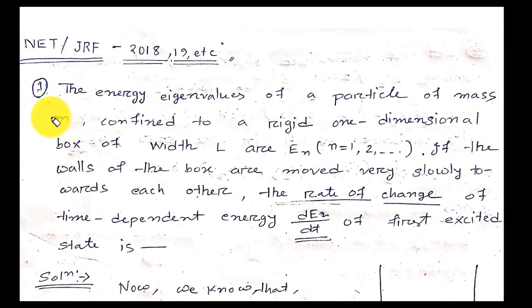Question number 1. The energy eigenvalues of a particle of mass m confined to a rigid one-dimensional box of width L are E_n, n equal to 1, 2, 3, etc. If the walls of the box are moved very slowly towards each other, the rate of change of time-dependent energy dE2/dt of the first excited state is?